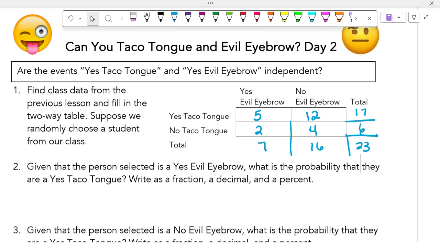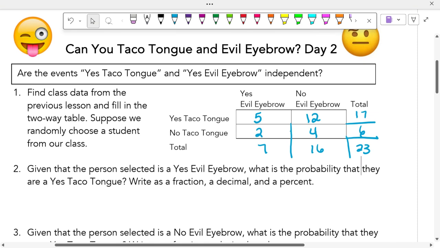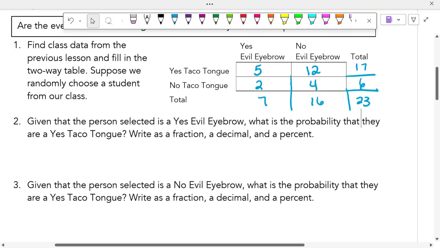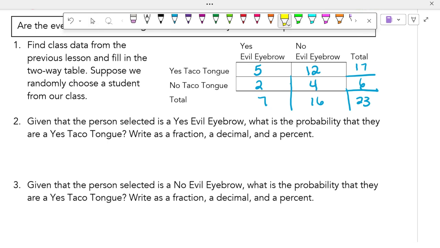So this warm up goes off of the data we gathered yesterday, as well as gives you an idea of our next topic today, which is all about conditional probability. I went ahead and filled in the same frequency table that we came up with at the beginning of class. So for number 2, given that a person selected is yes to the evil eyebrow, what is the probability that they are also yes to the taco tongue?